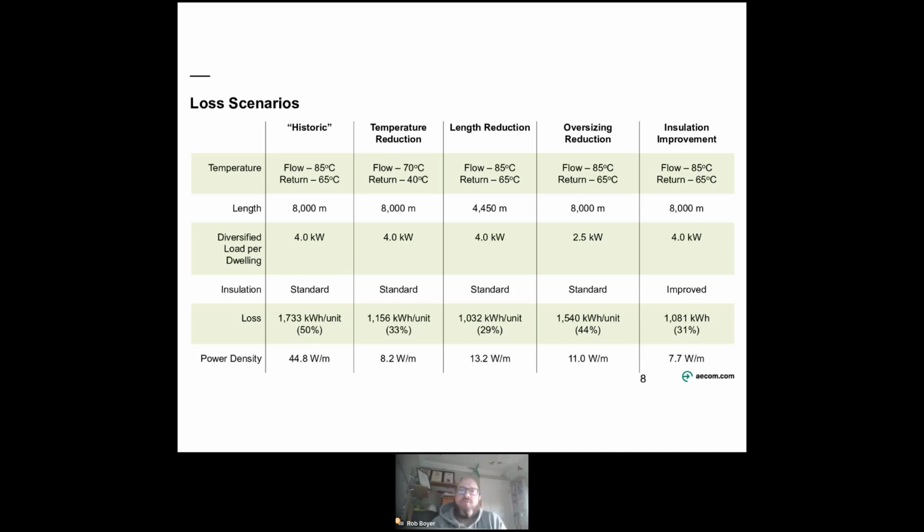Oversizing, we've taken our diversified load of 4 kilowatts and taken it down to 2.5. Some would still argue, and I think quite rightly, that is still slightly oversized, but I've allowed a modicum of balance in there, and that's taken us down to 44% losses. And insulation. We've improved the insulation from building regulations standards to current CP1 standards, and that's taken us down to 31% losses. So out of all of those examples, reducing the length, admittedly, it depends on how much you can actually implement, was one of the biggest effects. Temperature reduction was nearly as well received as insulation. The oversizing, there's probably more work to be done, but again, it has a good impact. So all of those things will reduce losses.